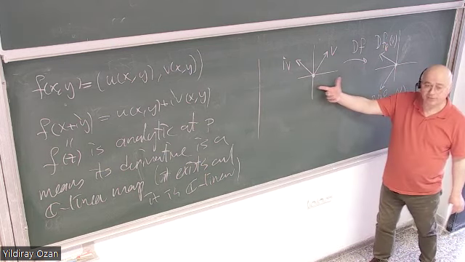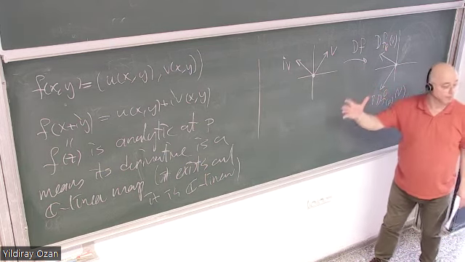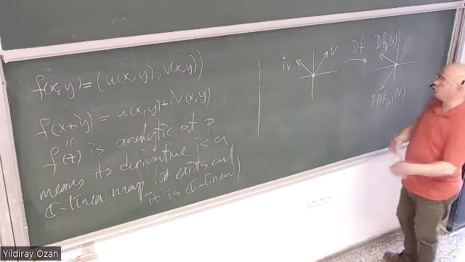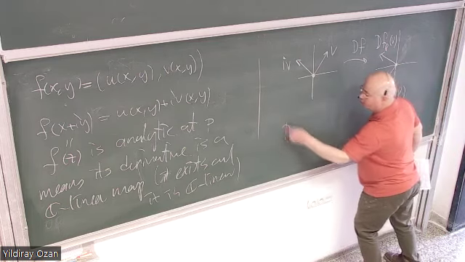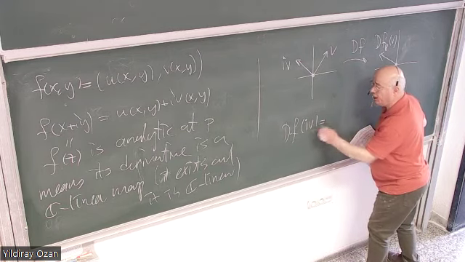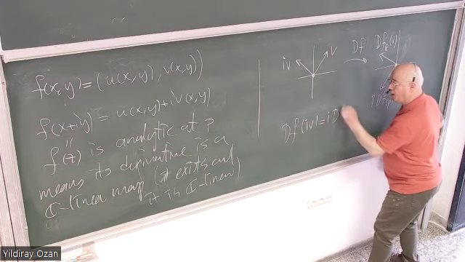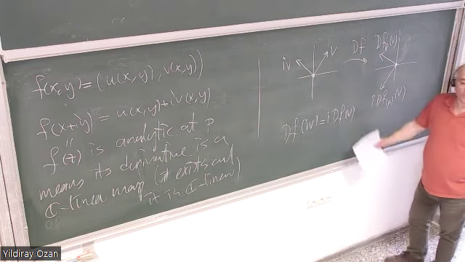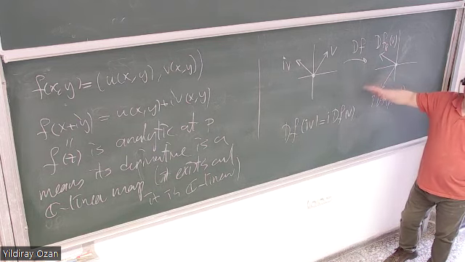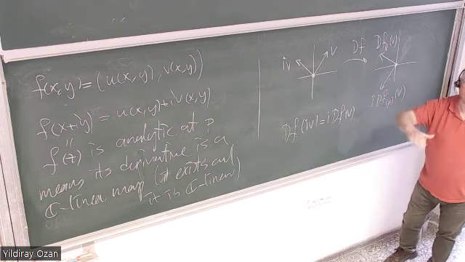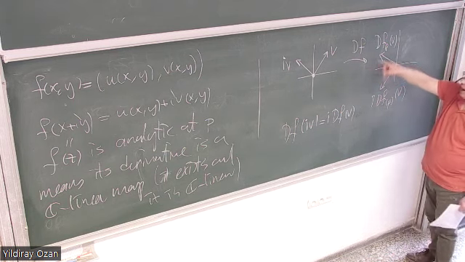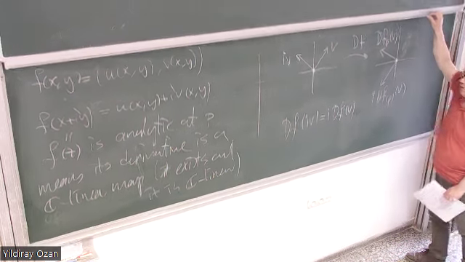And then I ask that this map is complex linear. What does it mean? It means you should be able to take i outside. If this is complex linear, df of i times v equals i times df of v. So analytic means exactly this. Its derivative map is complex linear. You can take i outside. But what does this tell us about the components of f?